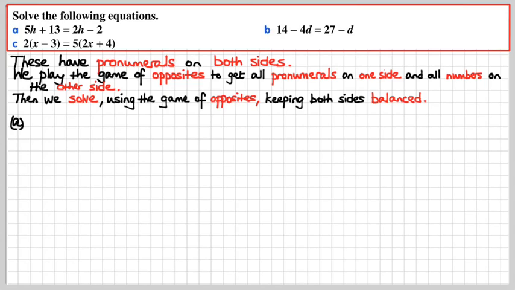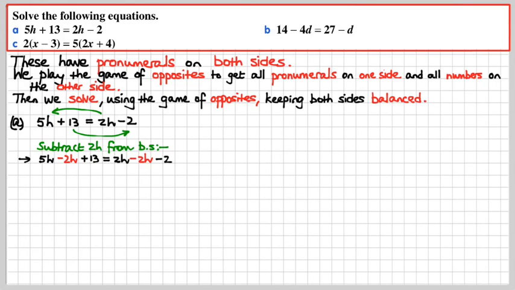Okay, here's A. We've got 5h plus 13 is equal to 2h minus 2. Well, I think we'll have the h's on the left and the numbers on the right, don't you? That's as good as any, really. So let's start on the h's, getting them all together on the left, so we'll subtract. See, this is 2h here, so if we minus 2h from both sides, that'll get rid of that one on there, and it'll put him over there as a minus 2h. Very good. Now, clean up line now.